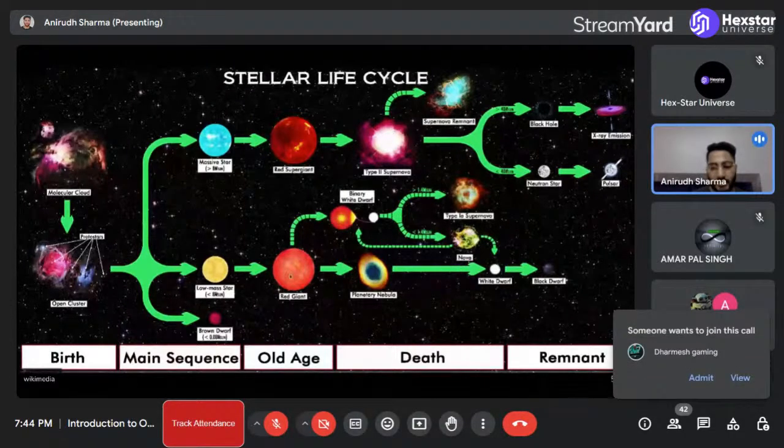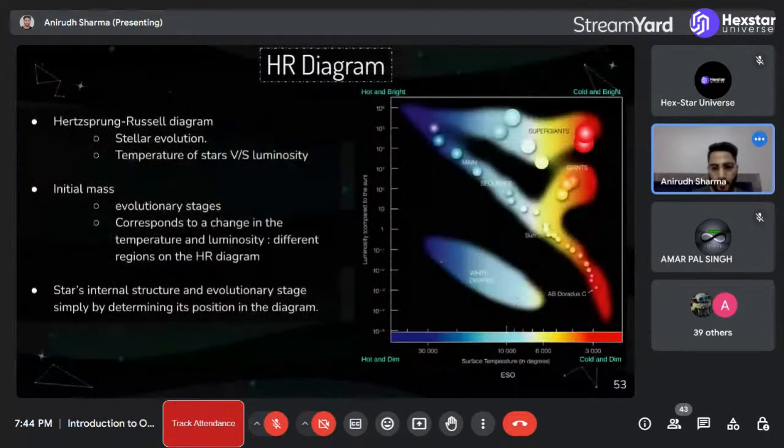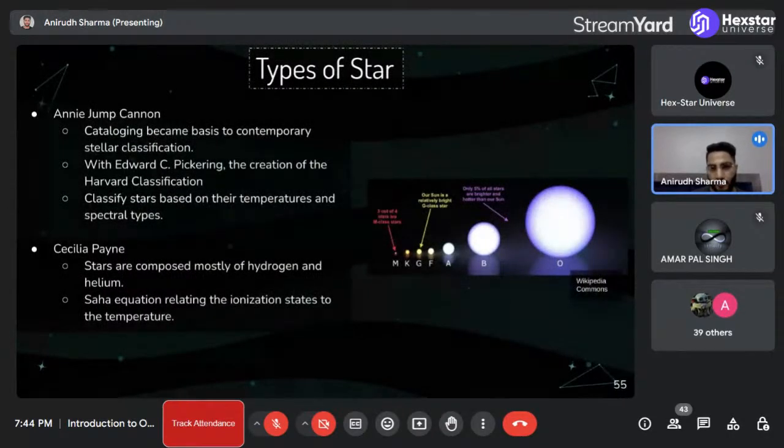So these are basically the life cycles of less massive and massive stars and how they end up as a white dwarf or black hole. And after that we study the types of stars.